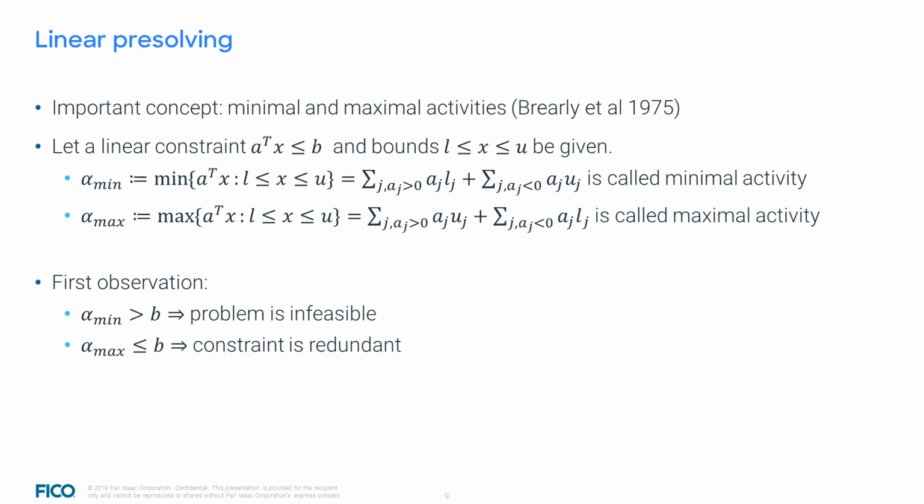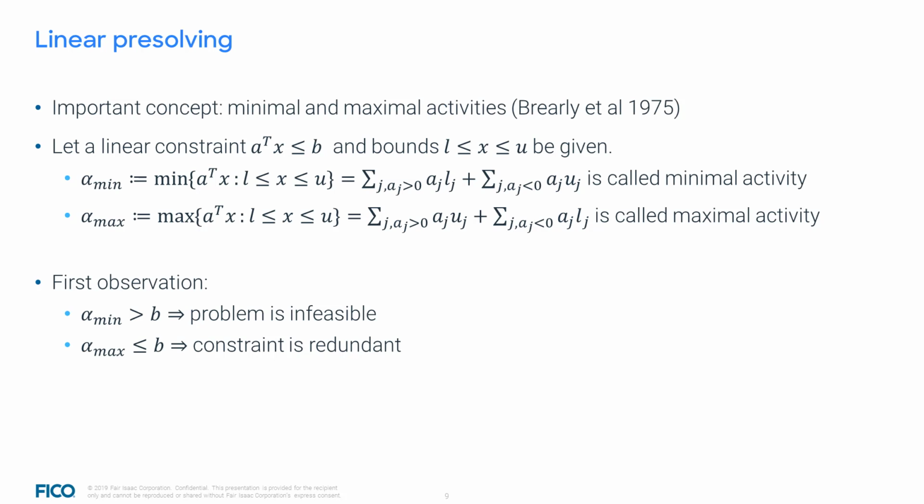The most important part of presolving is general linear presolving by minimal and maximal activities. Assume we are given a general linear constraint, A transposed x less than or equal to b. Further assume there is a lower bound vector l and an upper bound vector u.